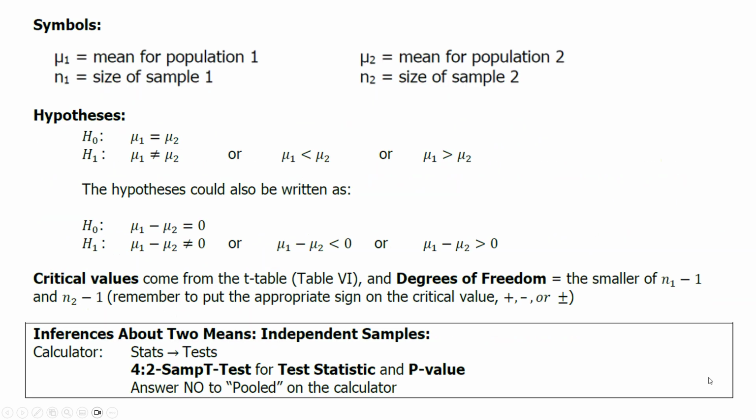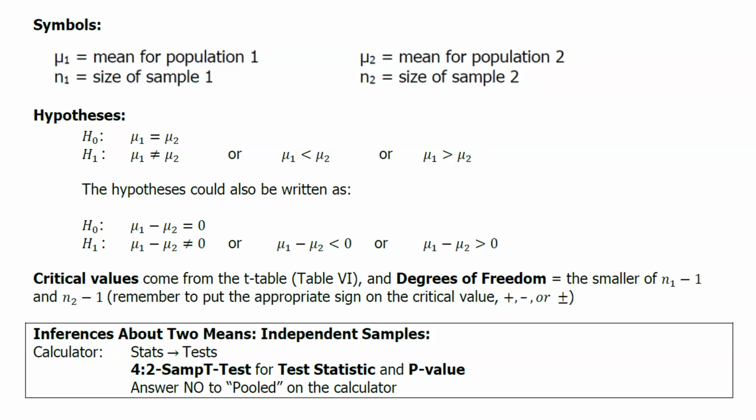The next is our symbols. Okay, this is similar to section 11.1 where we discussed the two different proportions. In this one, we're discussing two means. So we want to think of it just like the proportions, but now we're comparing means instead of proportions. So mu1 is the mean for population 1, n1 is the size of sample 1, mu2 is the mean for population 2, n2 is the size of sample 2.